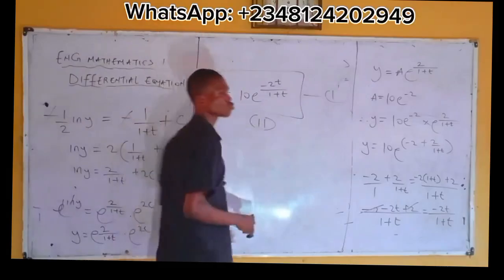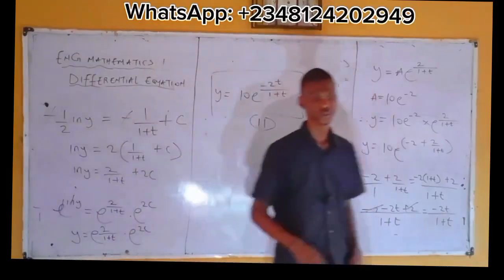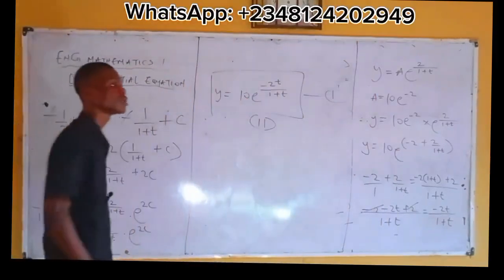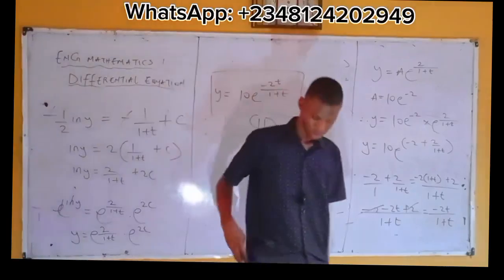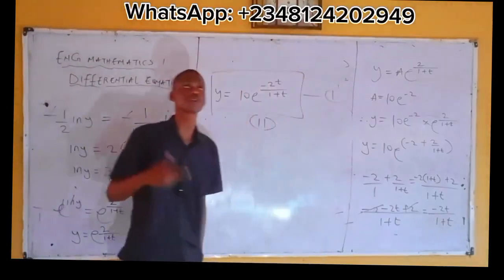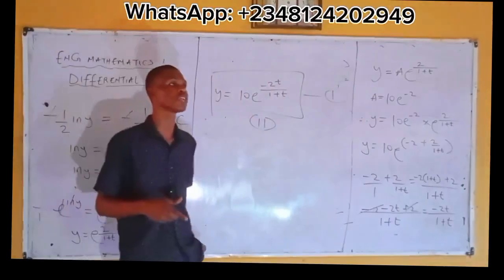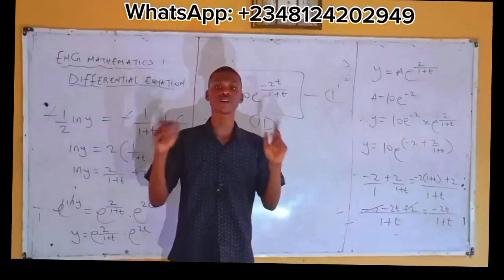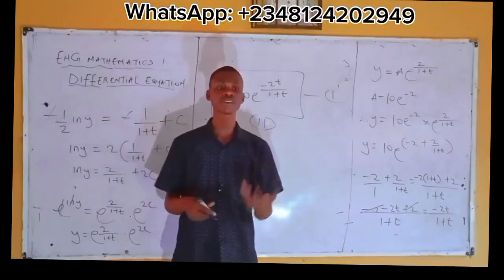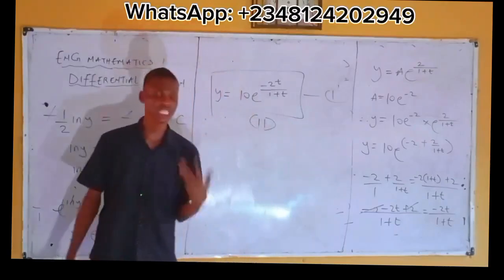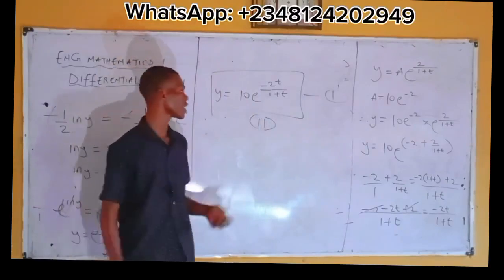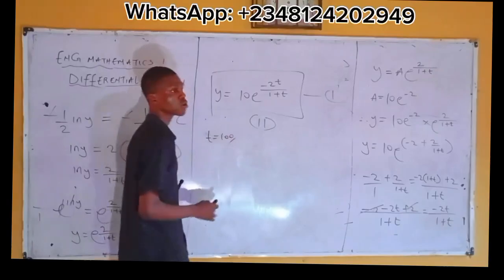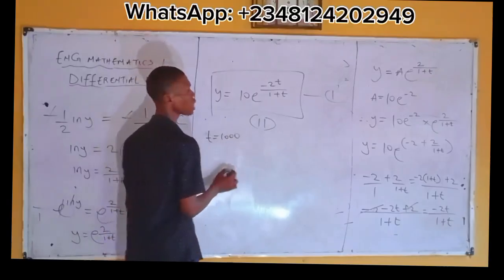Let's answer question 2. Question 2 says: deduce the amount of substance remaining as t becomes very large. Now, when we say very large, it is not specific. Let's say, for instance, t is equal to 1000.